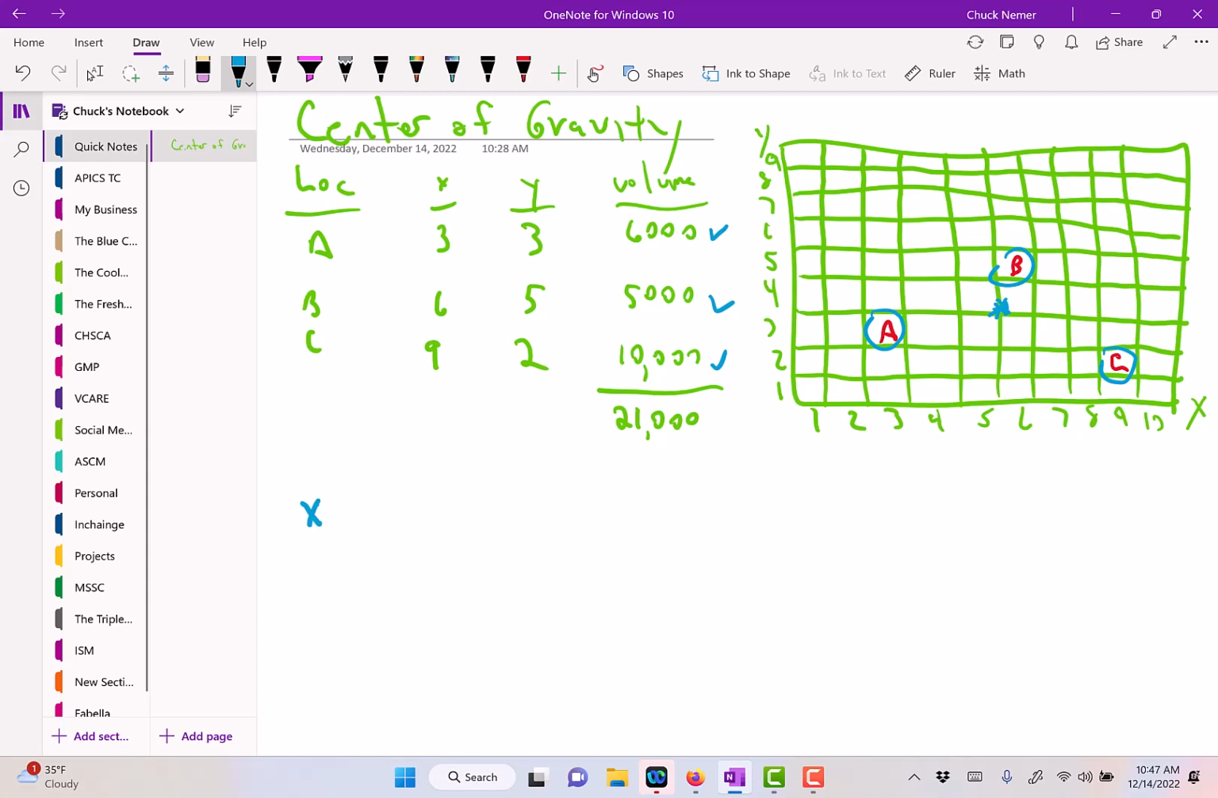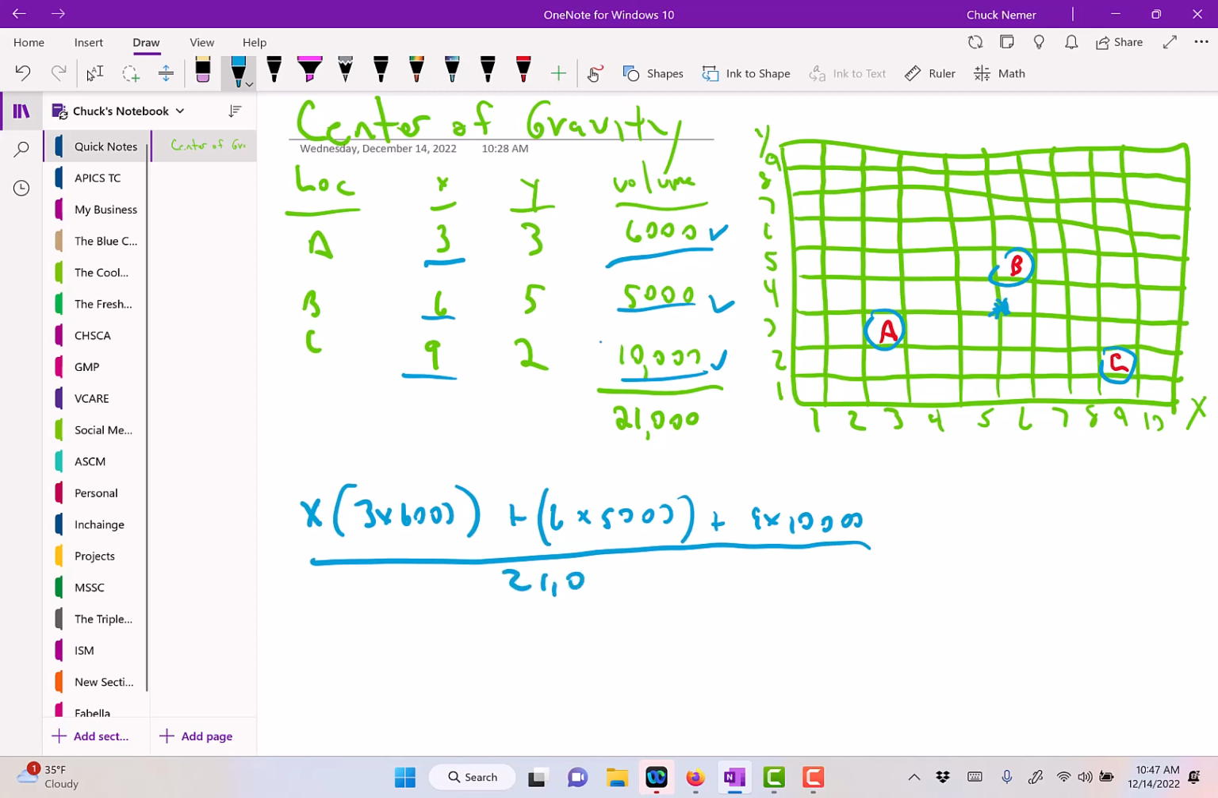We're going to look at the x coordinate, and we're going to take the 3 times 6,000 plus the 6 times 5,000 plus the 9 times the 10,000. And that's going to give us the volume total, if you want to call it, for the x, kind of which way does it shift. And we're going to divide that by the total weight of 21,000.